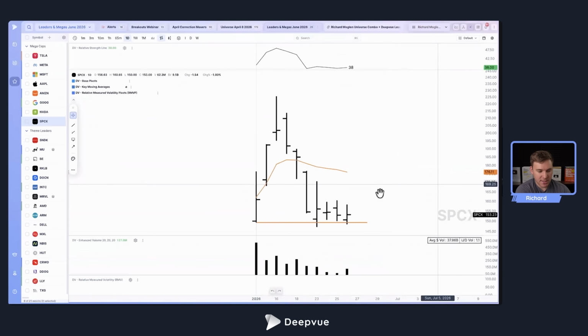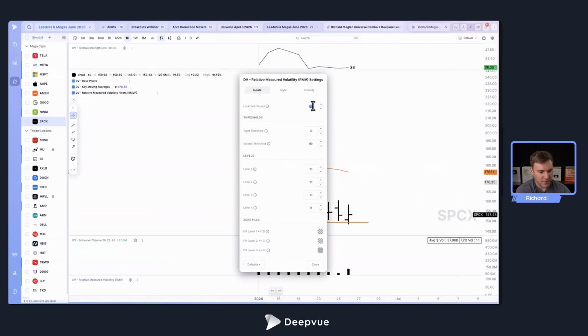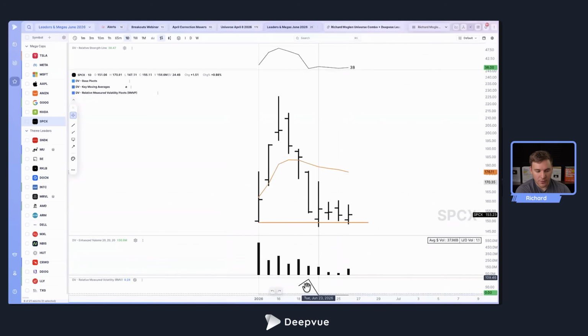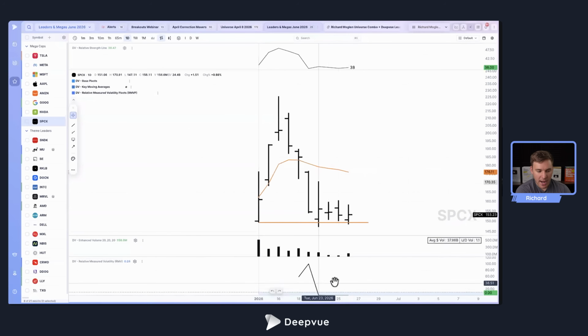And then SpaceX, the IPO, very tight. And again, for IPOs, if you guys aren't aware, I like to change RMV from 15 to 5. RMV is just an objective measure of relative measured volatility. And right now on an RMV5 basis, it basically confirms objectively what we're seeing with our eyes. This is very tight. So this likely expands to the upside or to the downside next week.